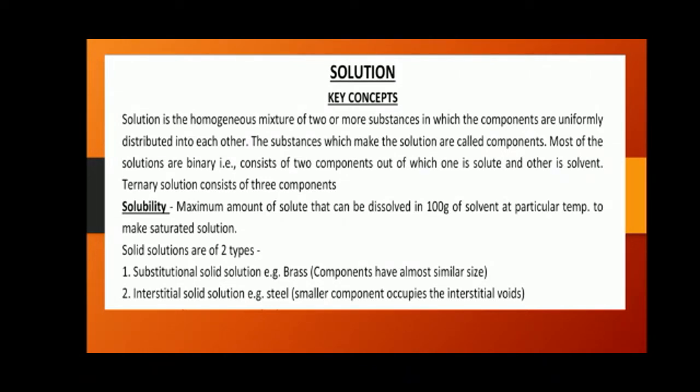Solid solutions are of two types. First type is substitutional solid solution, for example, brass, where components have almost similar size. Second is interstitial solid solution, for example, steel. Smaller components occupy the interstitial voids.